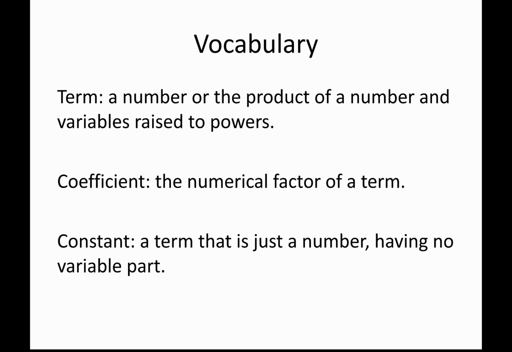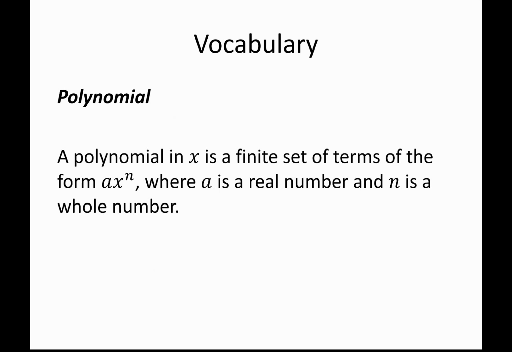So if you need to pause the video at this point to write down these definitions, by all means do so. But we want to move on to the definition of a polynomial. I believe this one is already written in your lecture notes, so you don't need to write this down. A polynomial in x is a finite set of terms of the form ax to the n power, where a is a real number, the coefficient, and n is a whole number. That's the exponent on the variable part of the term, okay?